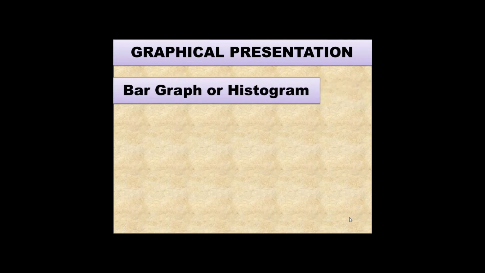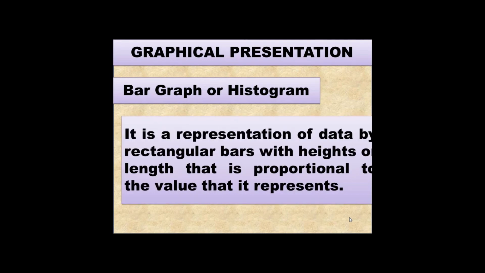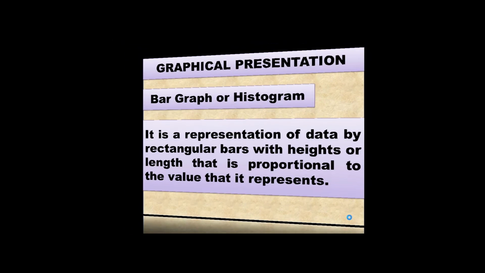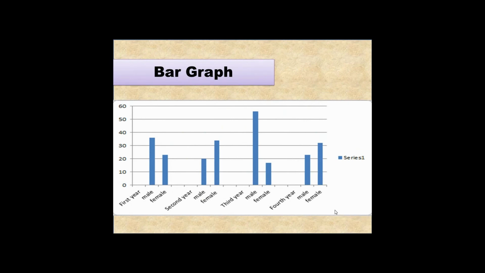In graphical presentation, we have bar graph or histogram. It is a representation of data by rectangular bars with heights or lengths that are proportional to the values they represent. This is an example of a bar graph. It's represented by bars with different data representations. This is also useful when presenting proposals, especially projects, expenses, status of the company, and comparison with other companies. This is also helpful in presenting student performance, comparing the previous year to the current year. So a bar graph is better to use when comparing.